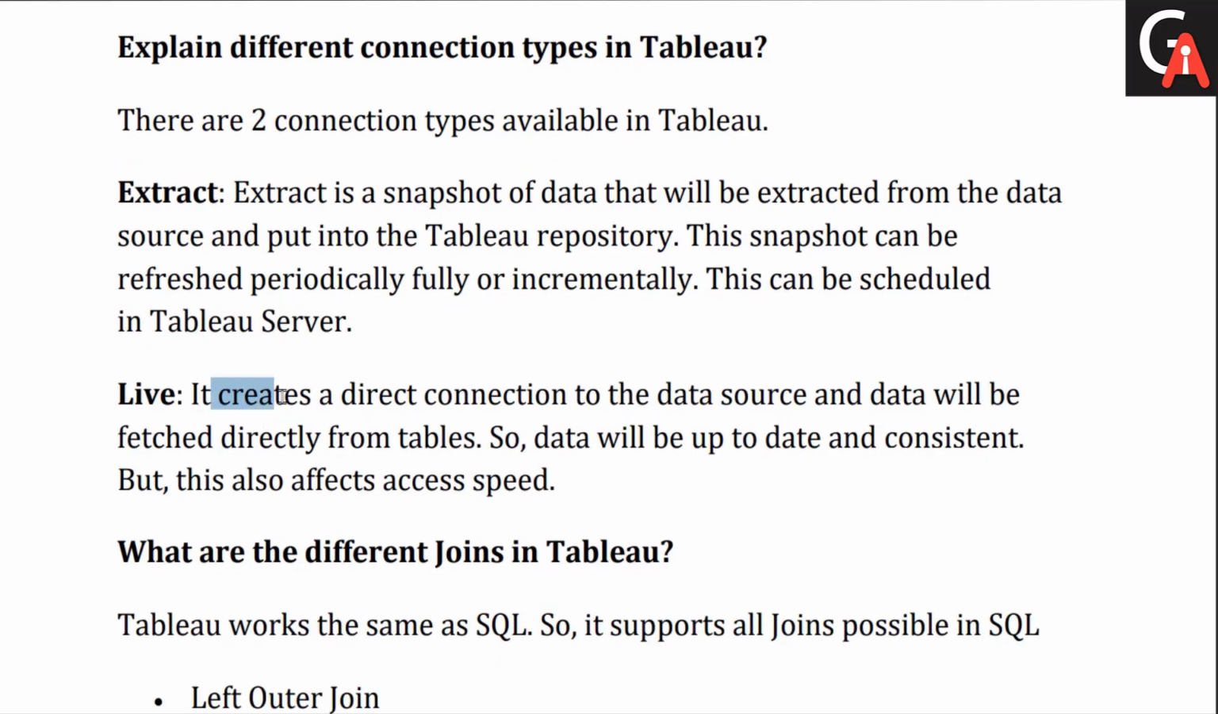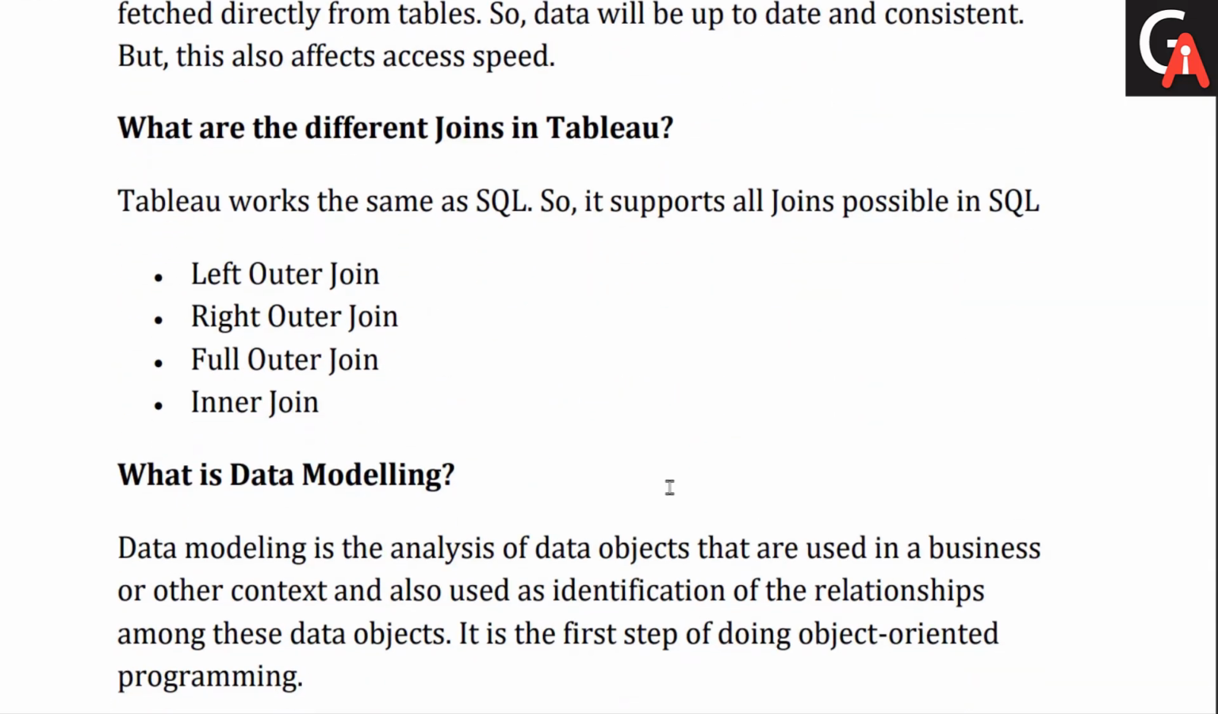And in live, it creates a direct connection to the data sources and the data will be fetched directly from the tables. So the data will be up to date and consistent, but this also affects the access speed. So these are the two different types of connections we have with respect to Tableau.